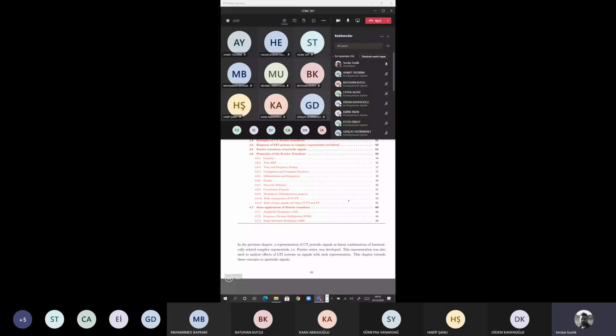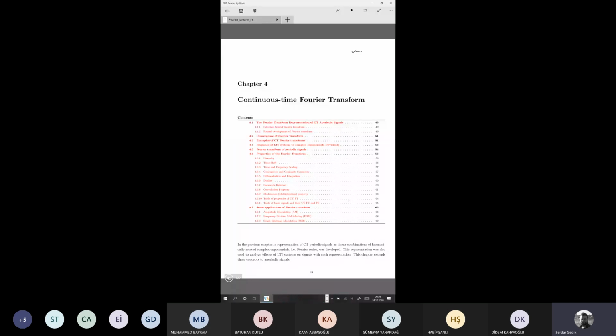Good morning once more. Today we will start the continuous time Fourier transform. Remember, in the previous chapter we have seen that continuous time periodic signals can be expressed as linear combinations of harmonics, in other words, complex exponentials. And so we developed the Fourier series expansion, the Fourier series representation. This representation is effective in order to find the outputs for LTI systems, because complex exponentials are eigenfunctions for the LTI systems. So you can find the input-output relationship easily.